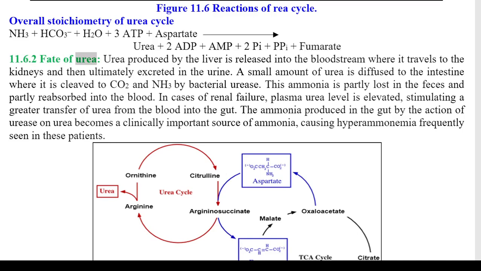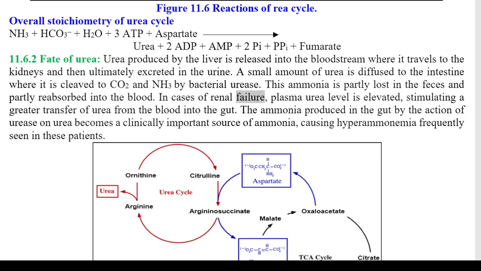1.6.2 Fate of urea. Urea produced by the liver is released into the bloodstream where it travels to the kidneys and is ultimately excreted in the urine. A small amount of urea diffuses to the intestine where it is cleaved to CO2 and NH3 by bacterial urease. This ammonia is partly lost in the feces and partly reabsorbed into the blood.